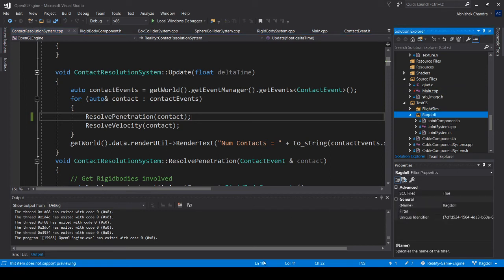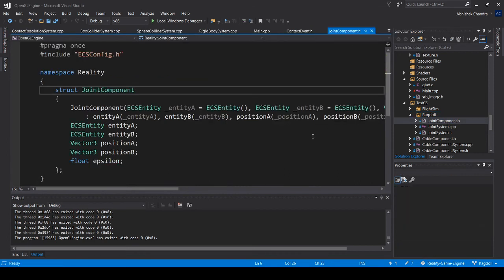So if you can see this folder, the ragdoll folder, the only two new things I would need after having the collision resolution system working are a joint component and a joint system. Essentially, a ragdoll is made up of these cubes which are connected to each other by a joint. So this joint is similar to our cable or our rod component. It doesn't generate any force. It just creates a contact when the rigid bodies involved violate that joint.